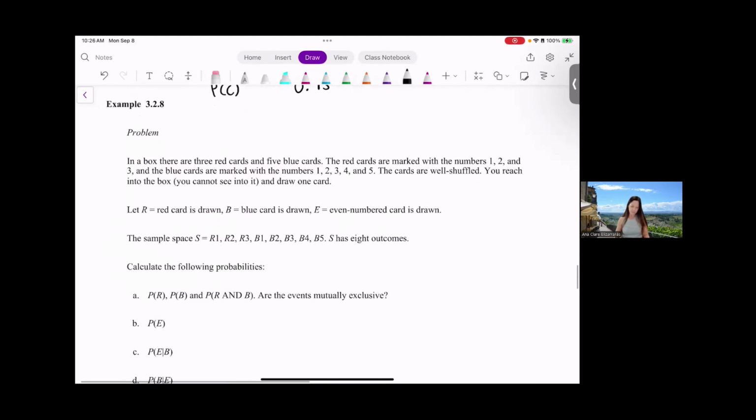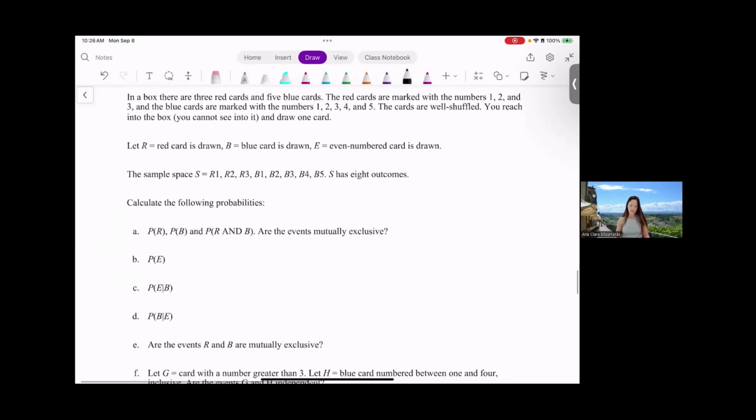Next question. We're dealing with boxes of cards. Red cards are marked with the numbers 1, 2, and 3. Blue cards are marked with the numbers 1, 2, 3, 4, and 5. The cards are well shuffled. You reach into the box and you draw one card. R is a red card, B is a blue card, E is even. So the sample space is red 1, red 2, red 3, blue 1, blue 2, blue 3, blue 4, and blue 5. So the total sample space has 8 outcomes since there were 3 red cards and 5 blue cards.